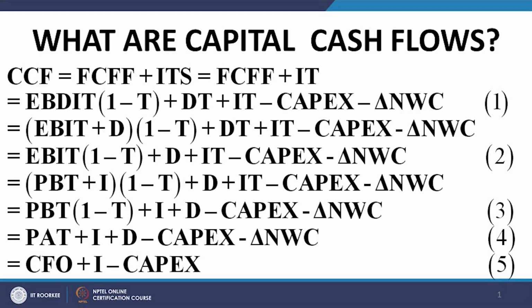And as far as capital cash flows computation is concerned, it is, as I mentioned just now, the sum of free cash flows to the firm plus the interest tax shield. So, we add back another factor of I into T to the original factor, and that results in the various expressions that are given in equations 1, 2, 3, 4 and 5, starting from various points in the profit and loss account.